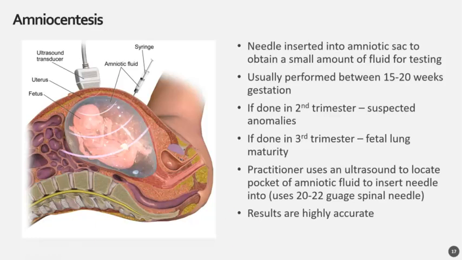The woman must give informed consent. It's practically painless. Before the procedure begins, the practitioner must use ultrasound to locate a pocket of amniotic fluid to insert the needle into. After locating the pocket, the site is cleaned and prepped and a sterile drape is placed over the area. Next, the practitioner inserts a 20 to 22 gauge spinal needle into the site. The first half ml of fluid is discarded to avoid contamination of the specimen with maternal cells.